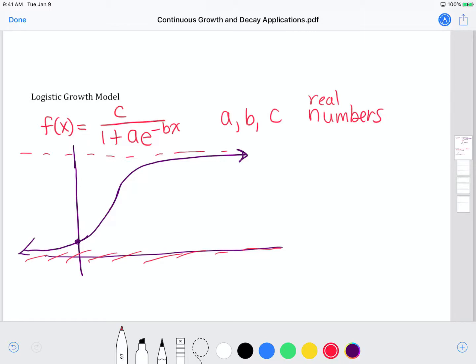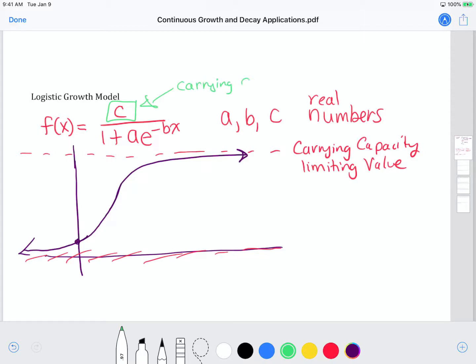That point in which it levels out is called the carrying capacity, or another way to say it is limiting value. And that's always going to be represented by your value of C in the equation. This value of C is your carrying capacity. That's where it's going to level out. So the equation of where it flattens out going to the right is going to be y = whatever your value of C is.